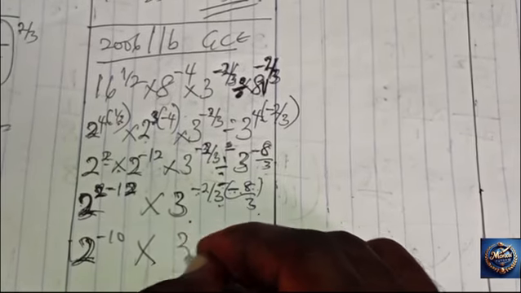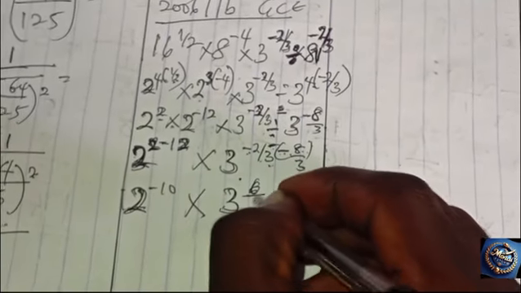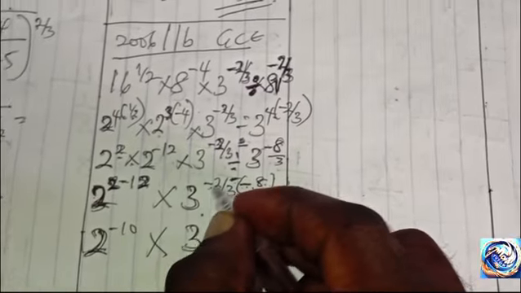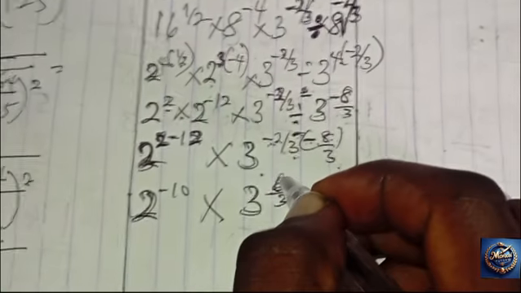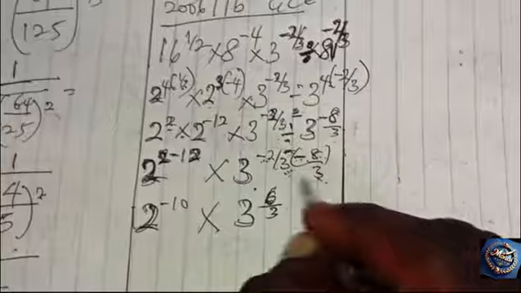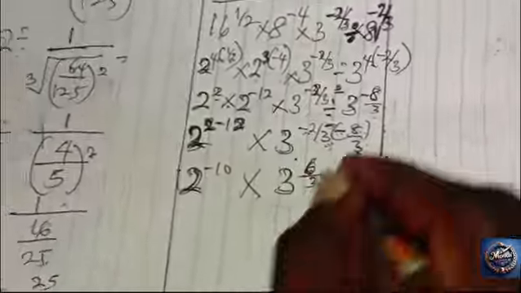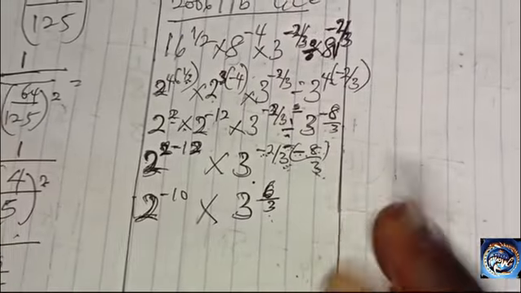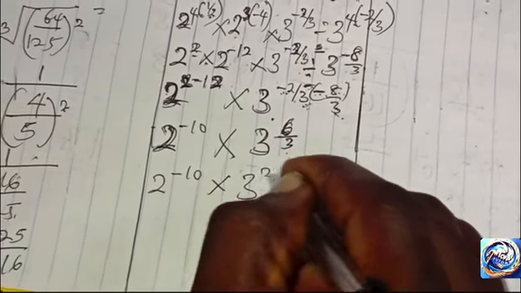That will be 3 raised to power 6 all over 3, because minus 2 plus 8 will give me plus 6. Then I'll take one denominator here. You don't need to find the LCM when you have the same denominator. So that is going to be 3 raised to power 6 all over 3. So I have 2 raised to power minus 10 times 3 raised to power 2.